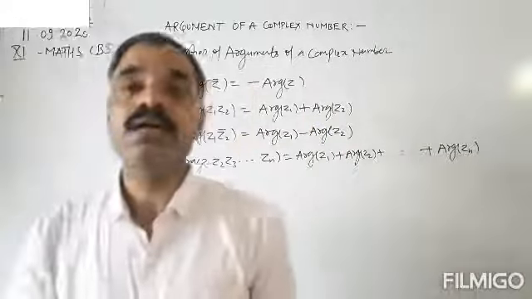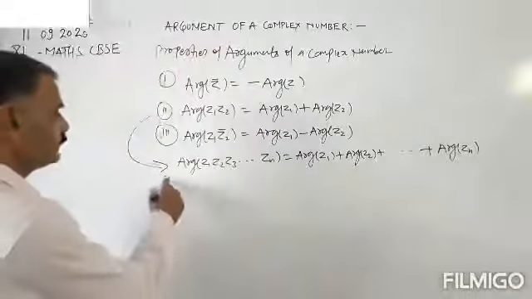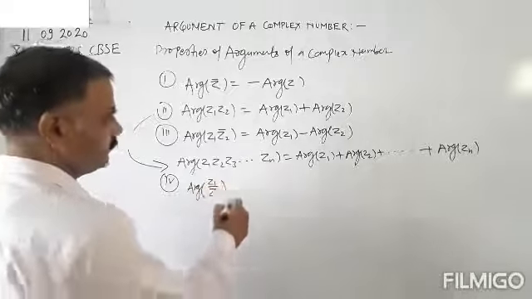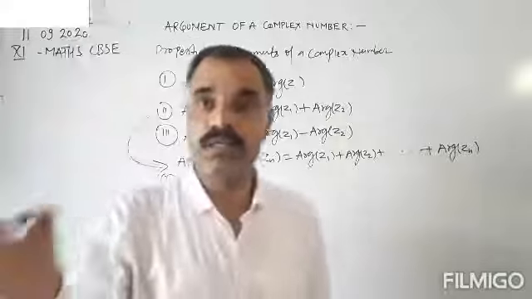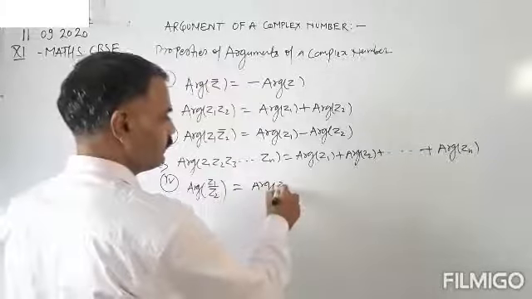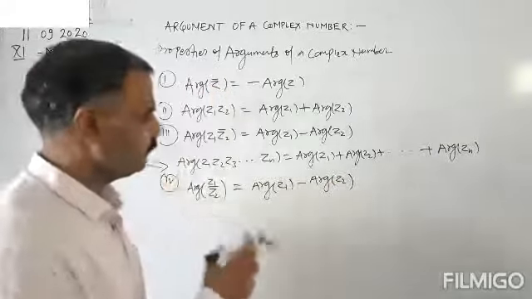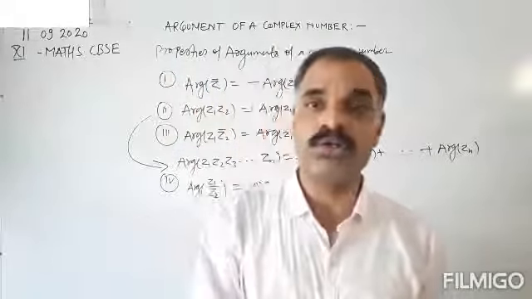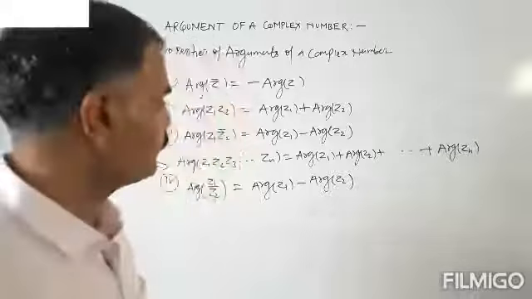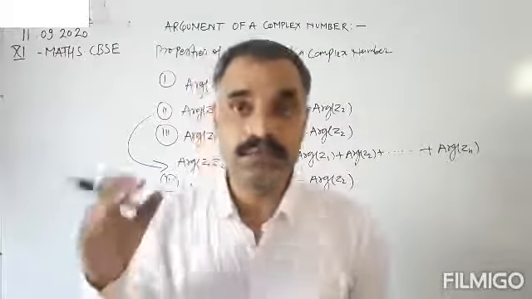And one more property is there of the argument, that is argument of z1 upon z2, meaning the argument of the division of two complex numbers, which is equal to argument of z1 minus argument of z2. So these are some of the properties of the argument of a complex number.